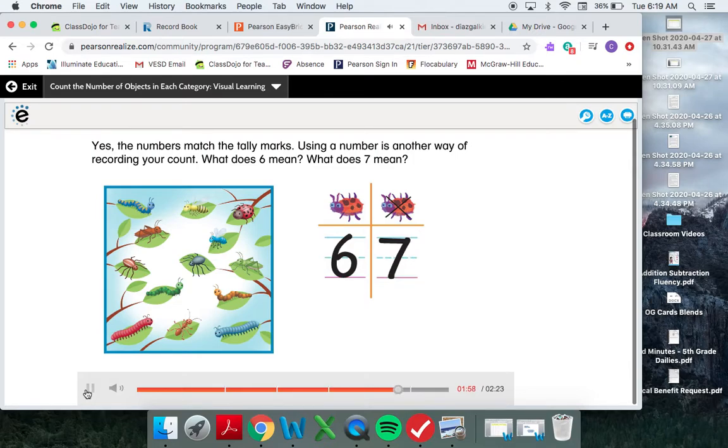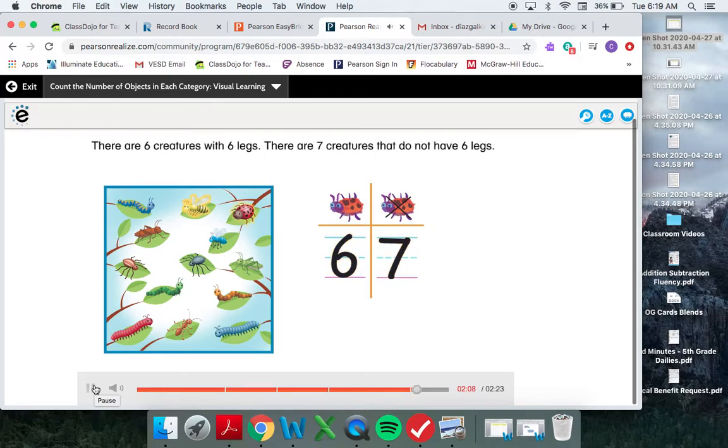Using a number is another way of recording your count. What does 6 mean? What does 7 mean? So here we want to make sure that kiddos understand that these numbers actually are representing these categories of bugs. So they should be able to use language, tell you something along the lines of 6 shows us the bugs that have 6 legs. There are 6 creatures with 6 legs. There are 7 creatures that do not have 6 legs.